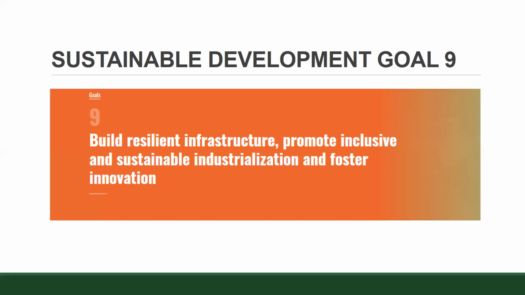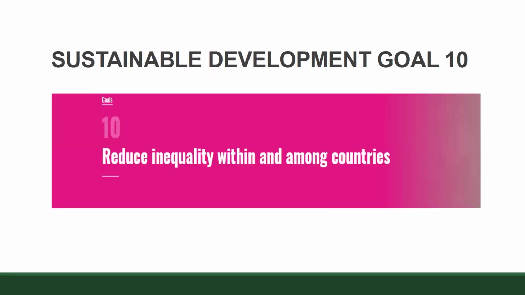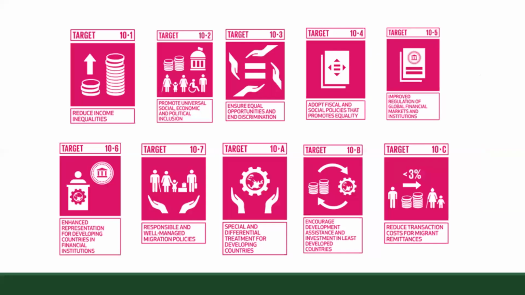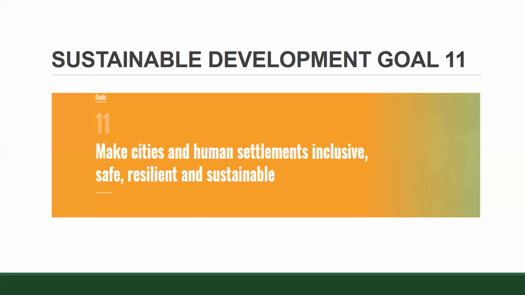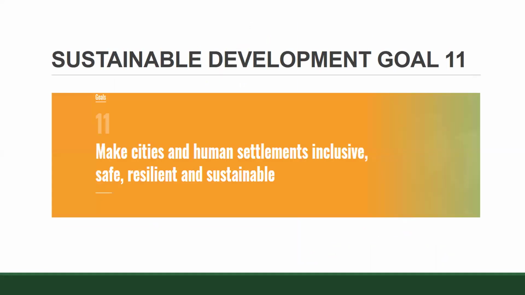Sustainable Development Goal 9 is build resilient infrastructure, promote inclusive and sustainable industrialization, and foster innovation. These are the targets and indicators of Goal 9. Sustainable Development Goal 10: reduce inequality within and among countries. These are the targets and indicators of Goal 10. This is the comparison of before COVID-19 and after COVID-19.